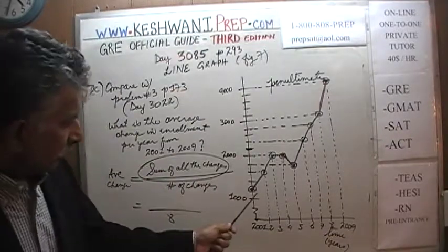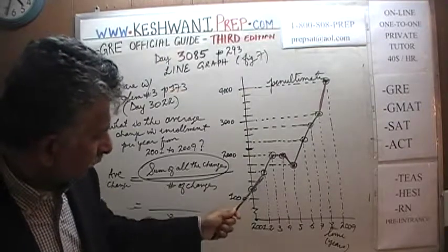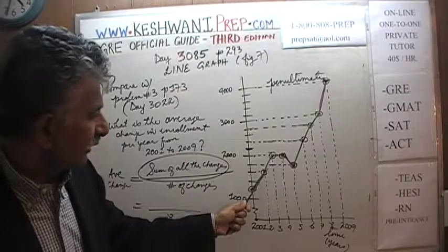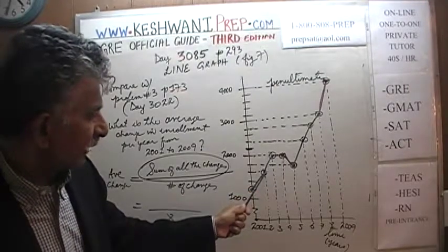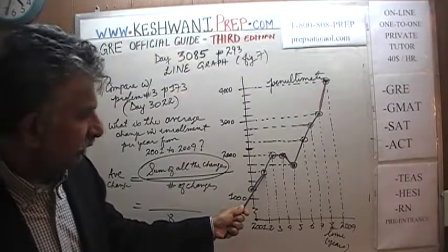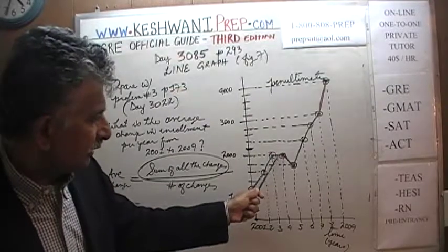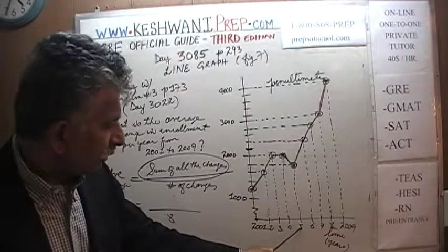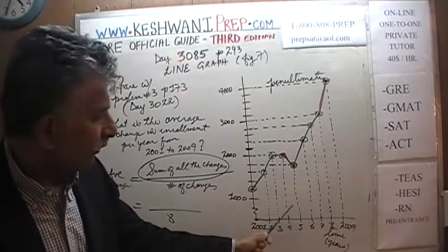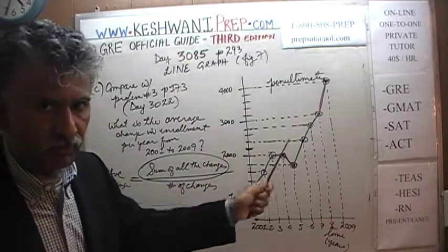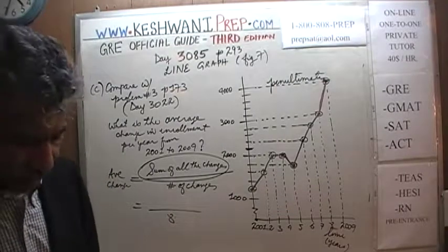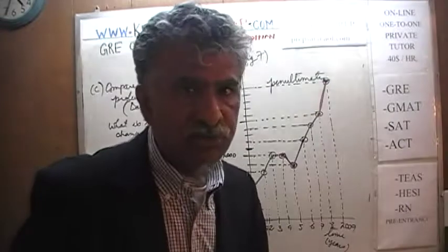So we take enrollment in 2002 and subtract the enrollment in 2001. That's going to be the first change. Then we take enrollment in 2003 and subtract from it the enrollment in 2002, that's the second change. The third change is going to be 0 because it stayed the same. The fourth change, we take the enrollment in 2005 and take away from it 2004, and we see that there is a drop, and so on and so forth, and we'll have a total of 8 changes. And we add them up, and we'll get our total change.